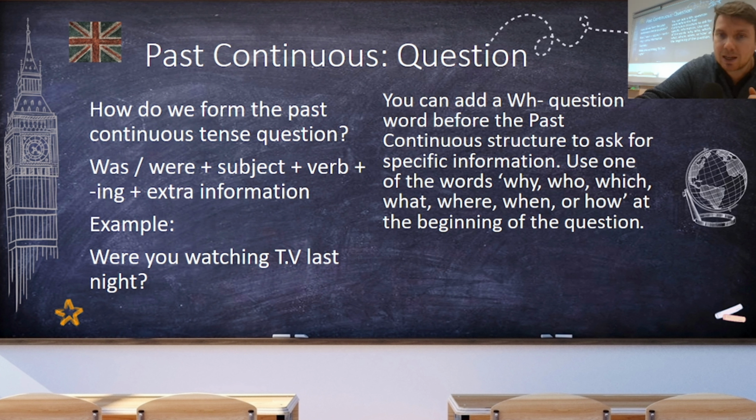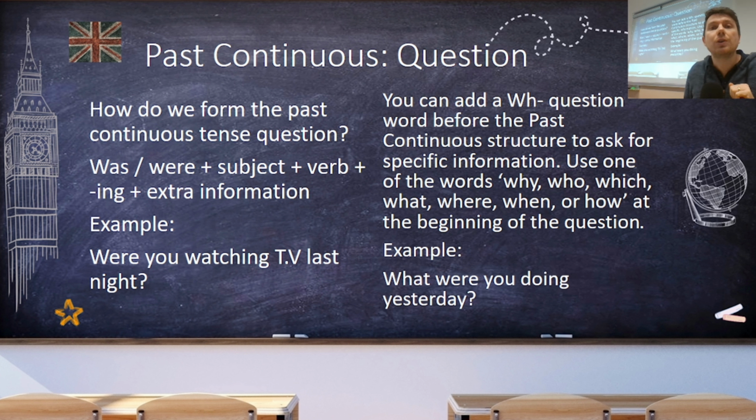So we can see an example here. What were you doing yesterday? Or we can have a look at the TV example. Why were you watching TV last night? And we know if we hear a WH question, the answer is not yes or no. You need to answer with more specific details. Why were you watching television yesterday? Because my favorite show was on.